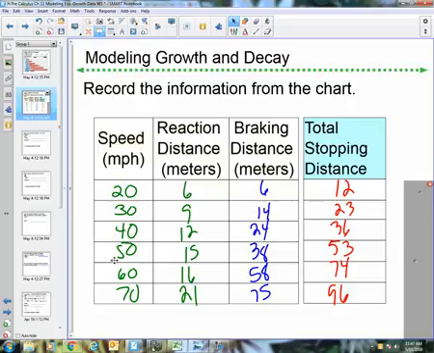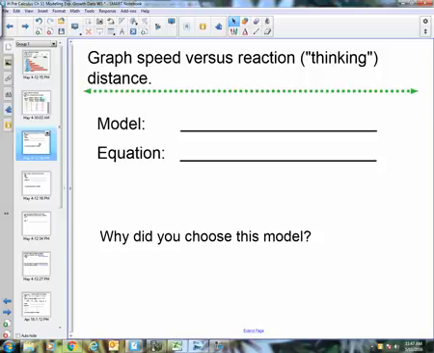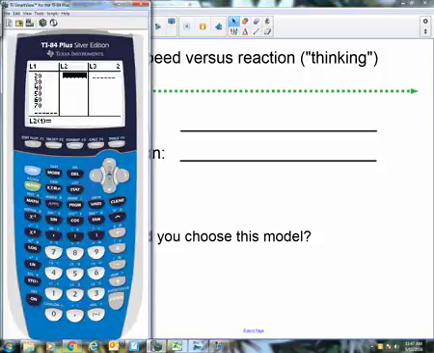And if you think about it, the time it takes you to react is probably going to be the same, but incrementally the distance will go up. The faster you're going, the longer you're going to travel on the road for that same amount of time that you're thinking, because if you're going faster, you're going to cover more ground. But it looks like it's a constant sort of thing. As I increase my miles per hour, the reaction distance increases at the same rate. So it's going up by the same amount each time. So I'm thinking this model might be linear, but let's take a look when we put it into our graphing calculator.